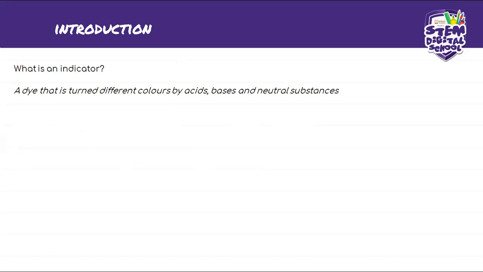All right. So what is an indicator? An indicator is a dye that turns different colors in acids, bases, and neutral substances. Those of you who have used dye before will see that sometimes with the dye they will have to add some substances or another liquid substance, then you will see it change into a certain color. Yeah, so that is how people dye their hair using different colors. So this is just about indicators.